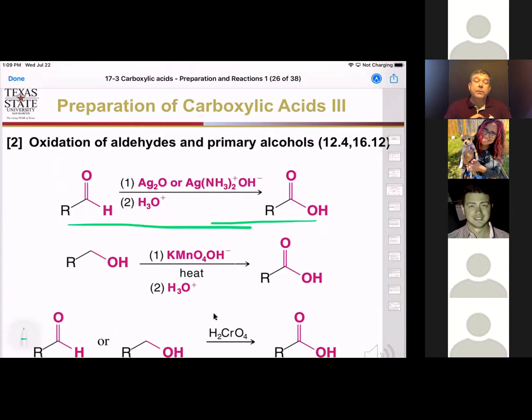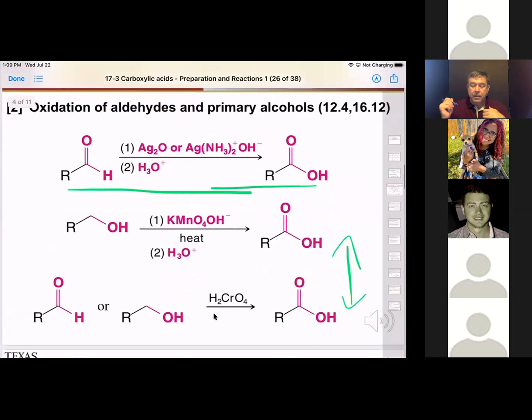But the other way to do it is we can take any primary alcohol with permanganate or chromium and oxidize them down to our carboxylic acids as well. So these should all be familiar. We've already talked about them, but I wanted to make sure I drew your attention to them because we're going to use them again in our homework set and our activity.